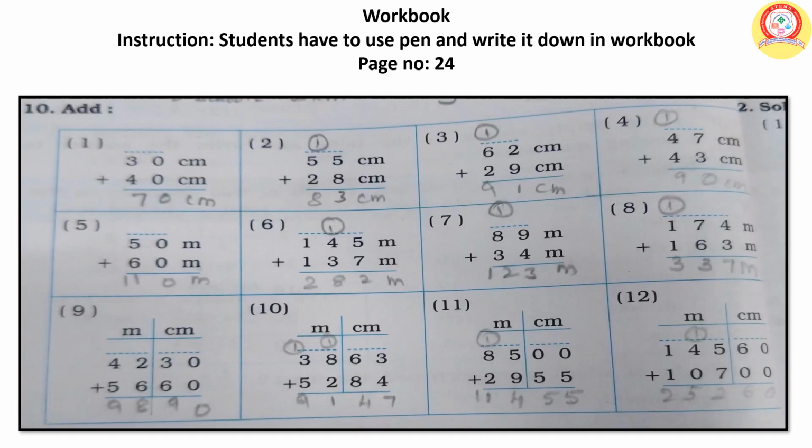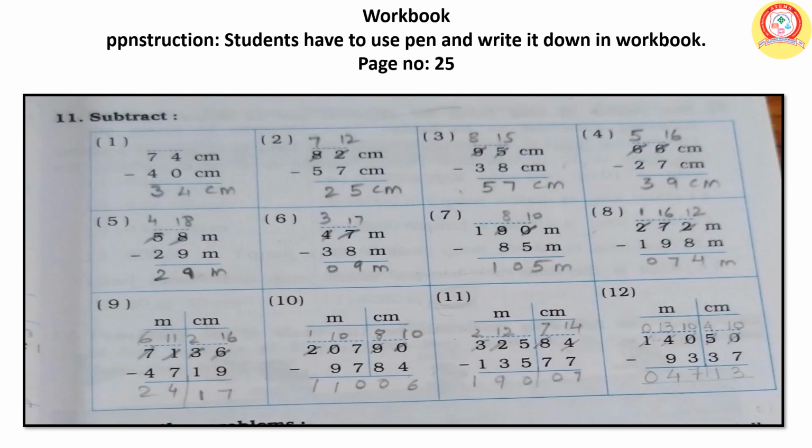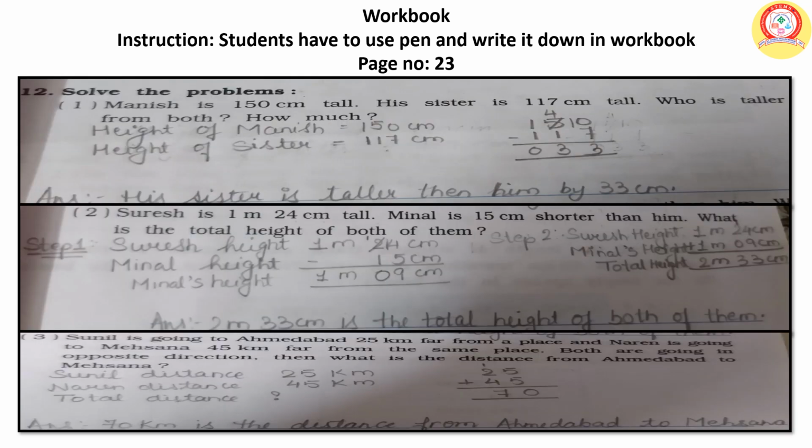Page number 24. In 10th question, students, you have to write it down with pen in workbook. So children, in 10th question, you have to do the addition. Now let's move to the 11th question. Subtraction. In subtraction, you have to use pen and write it down in workbook. Let's move to 12th question. Word problems. Solve the problems. Students, you have to use pen and write it down in workbook. So in 12th question, solve the problems.